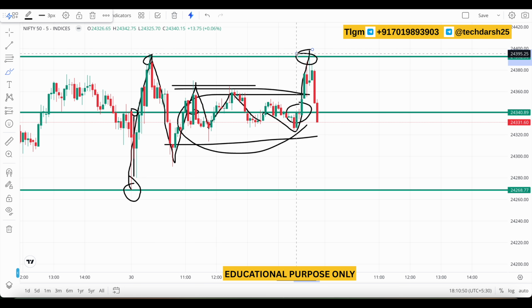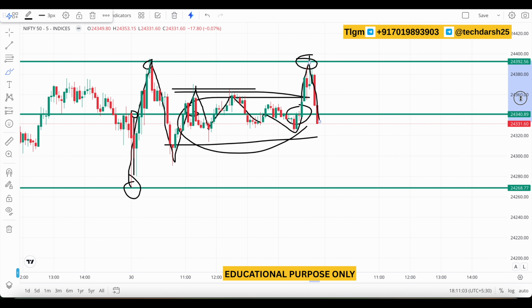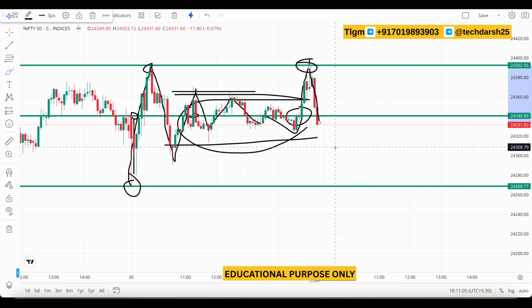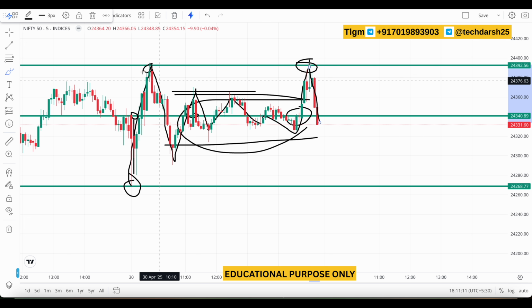It did not give a breakout above this highest point of 24,395 that we had. From this highest point, which acted as a resistance level for today, it came down again and closed around 24,340 for today. So overall, this is how the market has performed. We can see a bit of range-bound momentum and a bit of bullish momentum also was there in today's market.